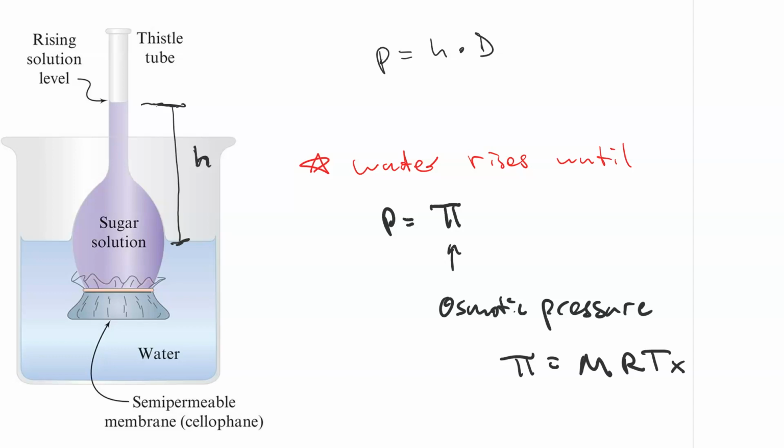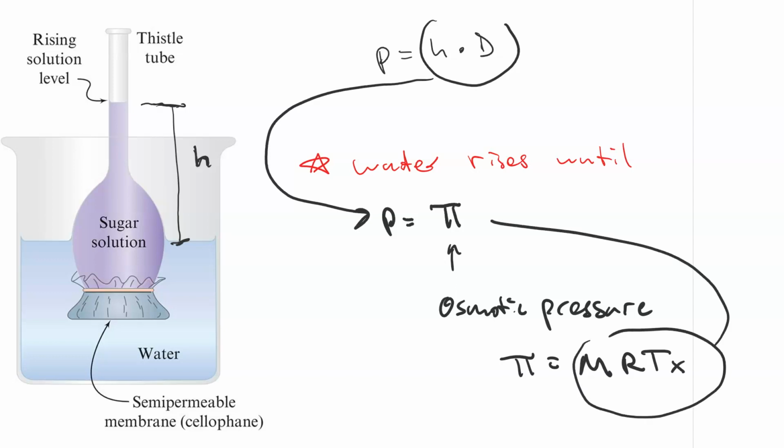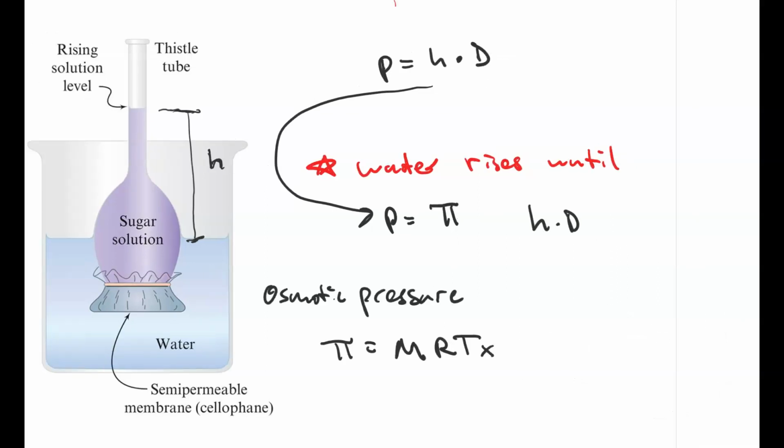So, let's substitute HD on this side and MRTx on this side. And so this gives us H times the density equals the molarity times R times T times X. I'm not going to make you do any calculations with this, but I wanted to show you the math. It's enough to know that the level in the solution will rise until the osmotic pressure equals the pressure due to the height difference. And then it stops.